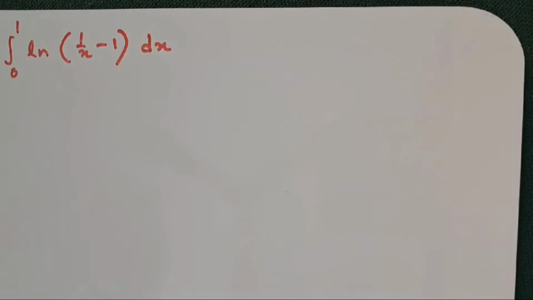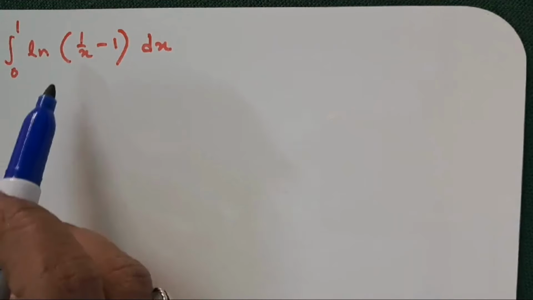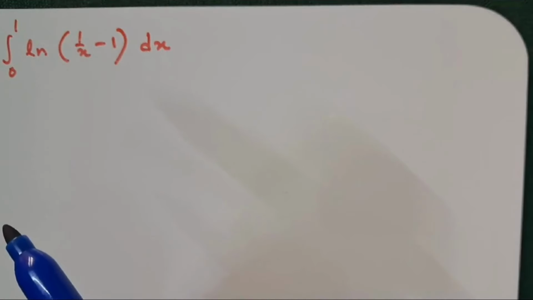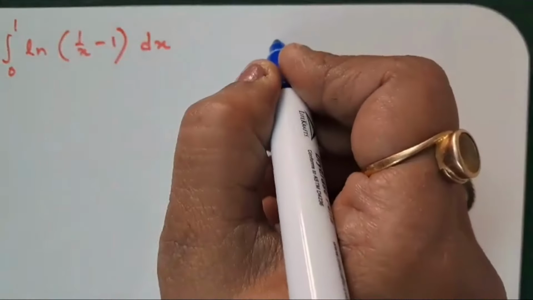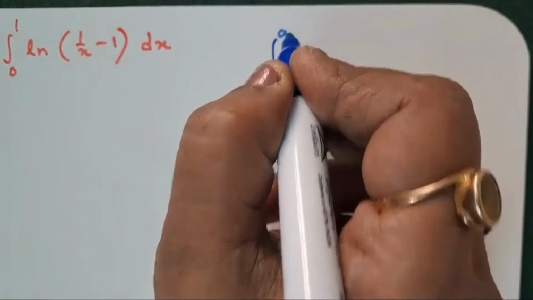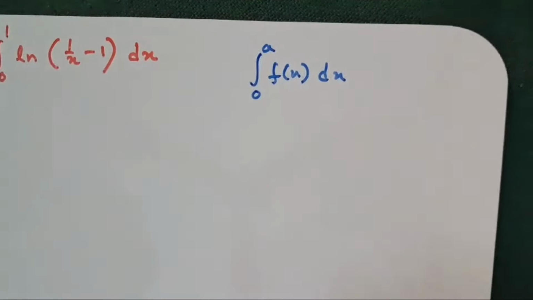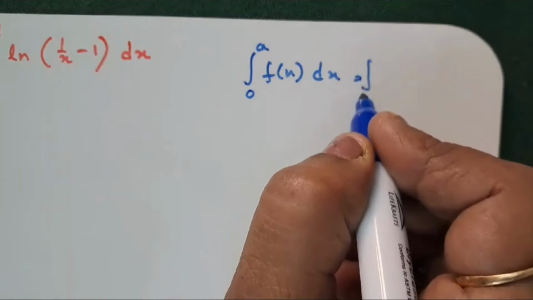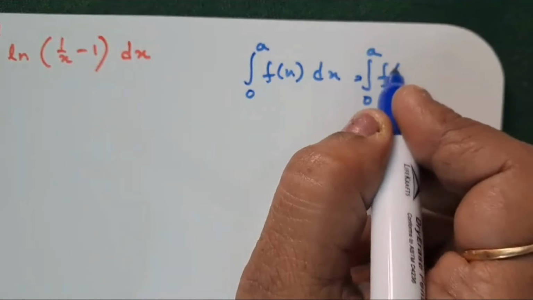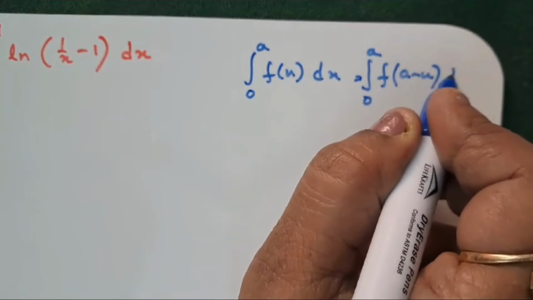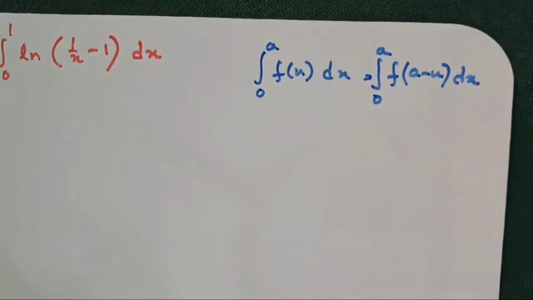Now the next sum is integration 0 to 1 ln of (1/x minus 1) dx. Now ln means log base e, which you can also say as ln. Ln of (1/x minus 1) dx. Now here we will use the property: integration 0 to a f(x) dx is equal to integration 0 to a f(a minus x) dx. This property we will use.